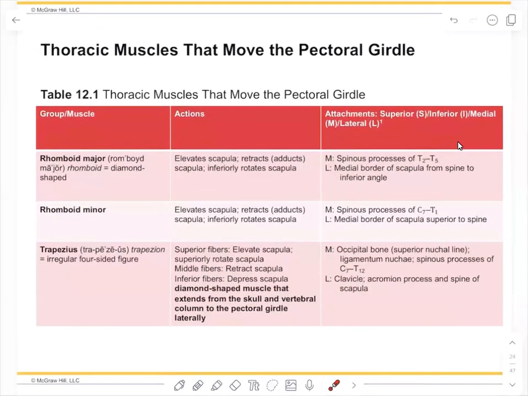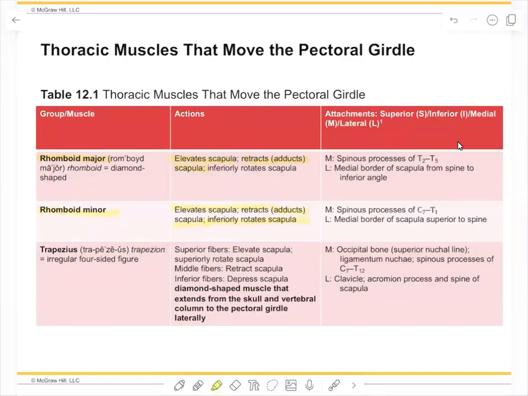Other examples of thoracic muscles would be the rhomboid major, which you saw on that image of the cadaver. It specifically elevates the scapula, retracts or adducts the scapula, and also inferiorly rotates it. The rhomboid minor elevates the scapula, retracts it, and inferiorly rotates the scapula. So it essentially has the same function as the rhomboid major.